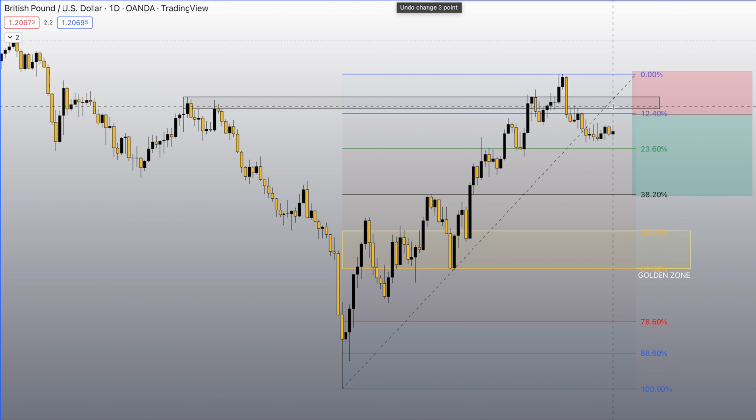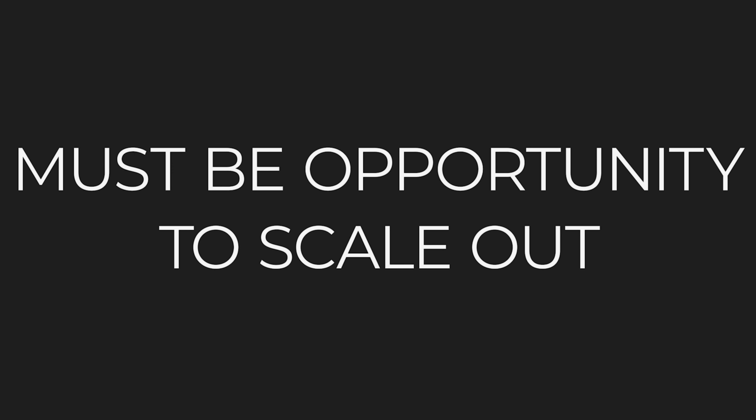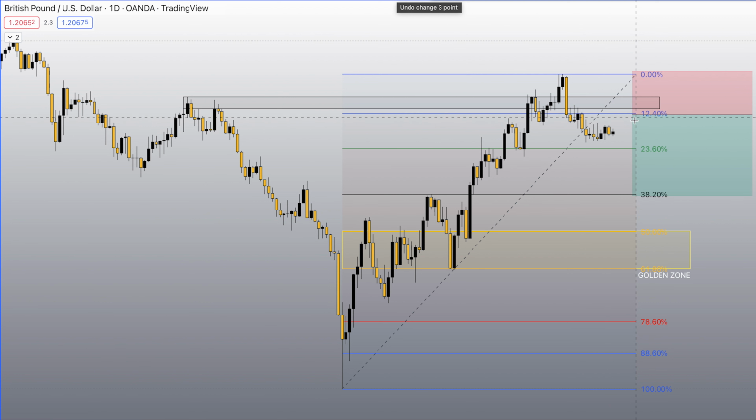But it has to have some entry signal other than just saying, hey, I think it's time to get in. I really have to have something that tells me this is a good trade setup. And last but not least, there must be opportunity for me to scale out of the trade. I never leave my trades just running forever. What I do is I always find opportunities to scale out.